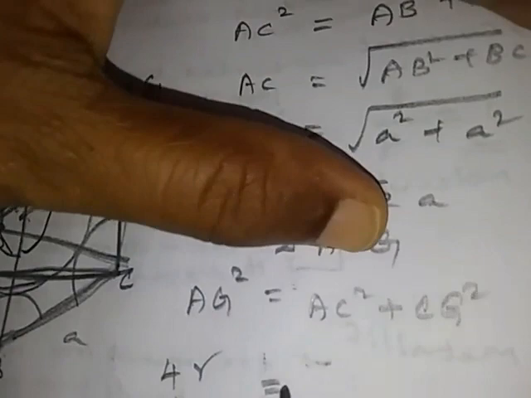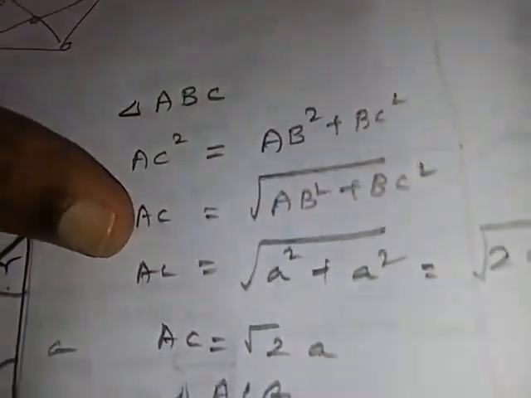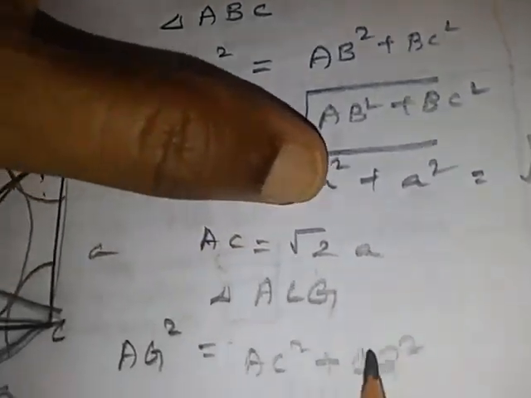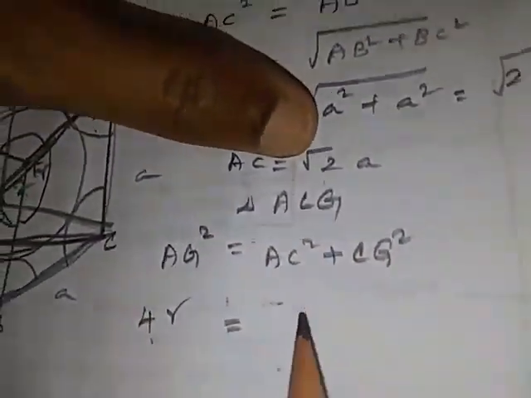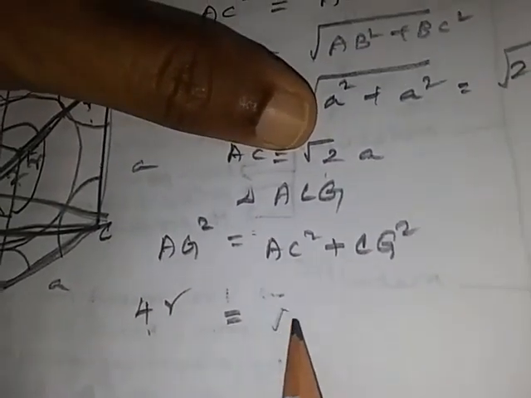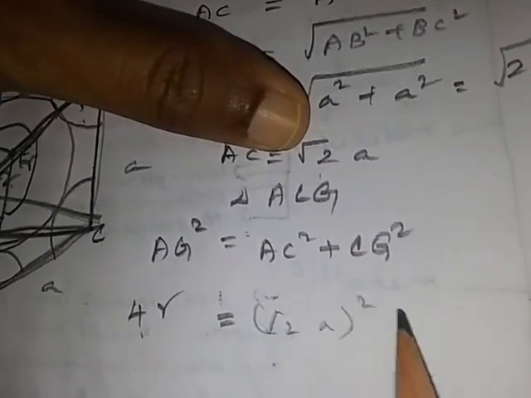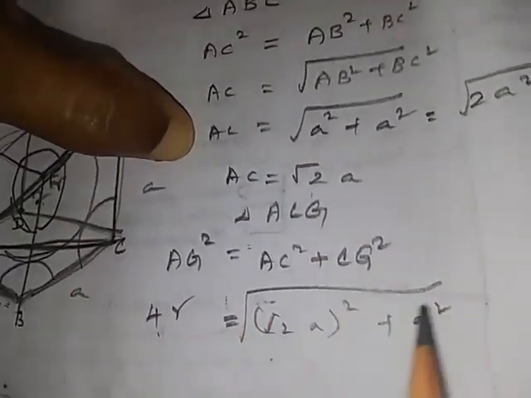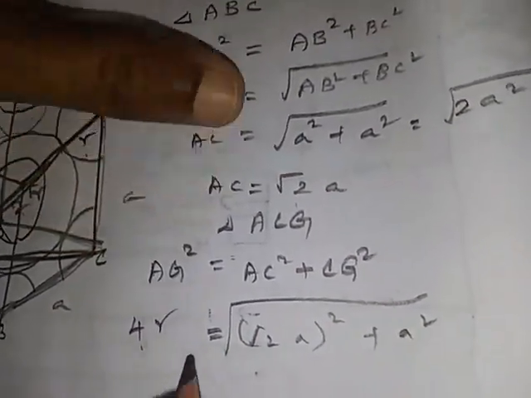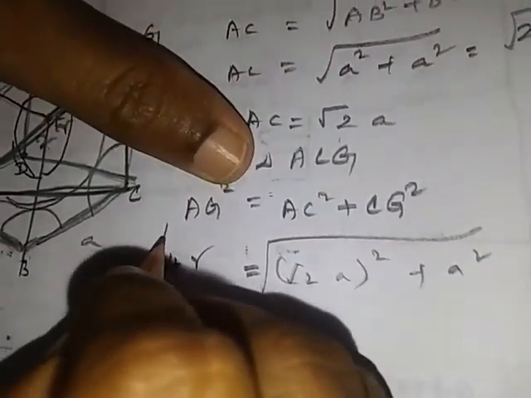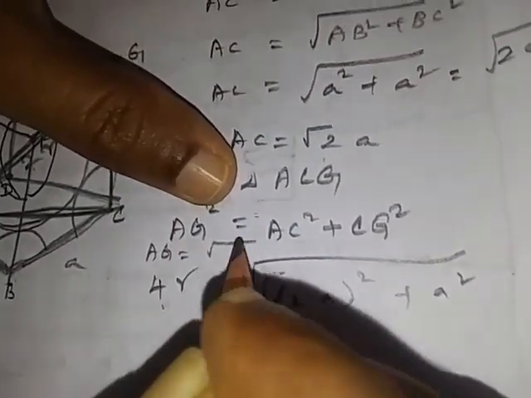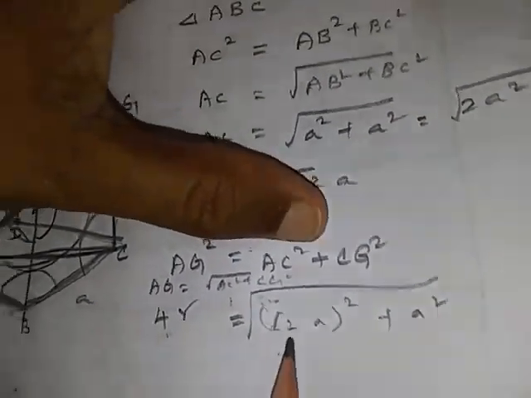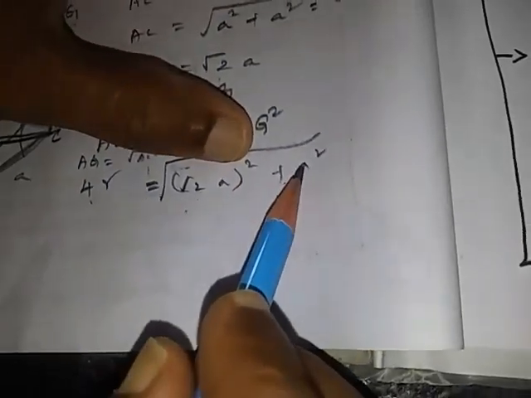Equal to AC squared. We have already found AC squared, the square root of 2A. So AC squared equal to the square root of 2A the whole squared plus CG squared, where the bond length is A squared. The square root of this value will give the AG value. So AG equal to the square root of AC squared plus CG squared. So 4R equal to the square root of (2A the whole squared plus A squared).